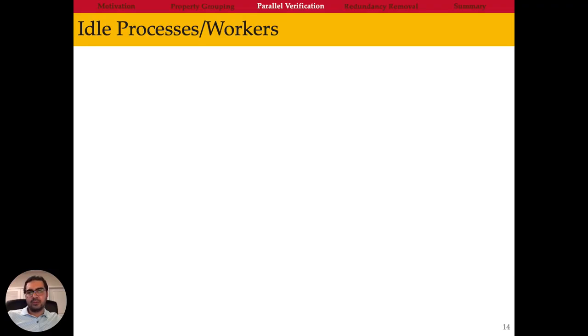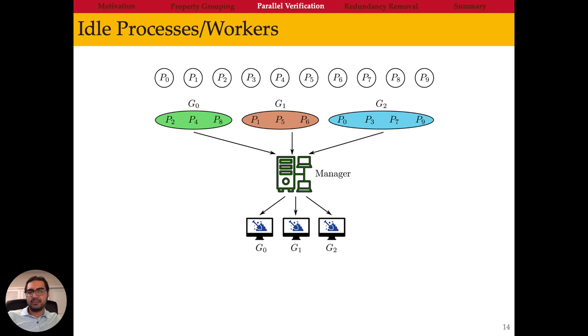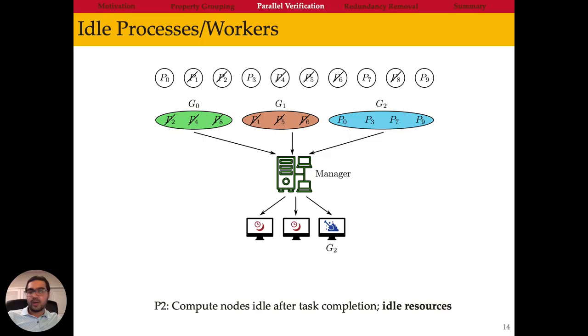Another common problem which we have in parallel verification is that of idle processes or parallel workers. The problem entails that although some compute nodes are working on difficult properties, the other compute nodes that have finished verifying a particular property group start idling. Going back to our example with 3 groups and 3 compute nodes, each compute node works on an individual group and tries to prove the properties in that group. Now it may happen that groups G0 and G1 were easier than group G2 and can be proved easily.